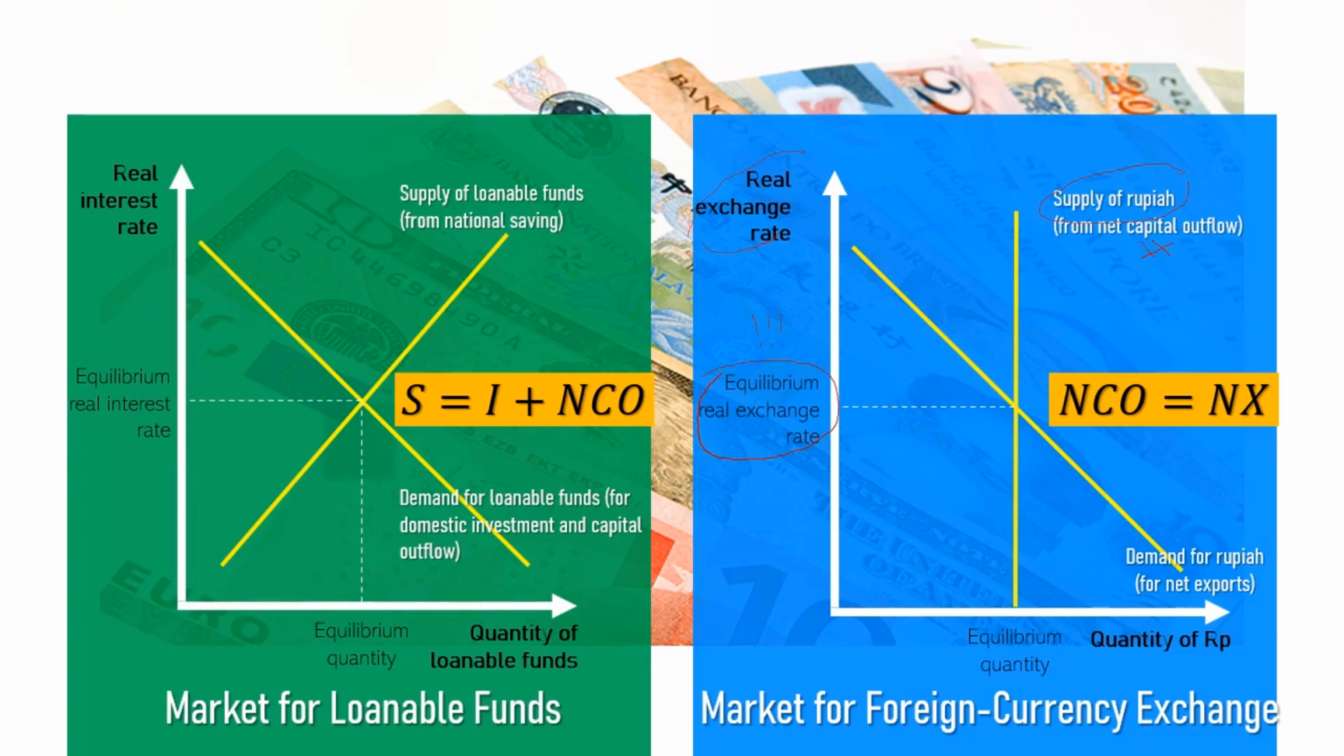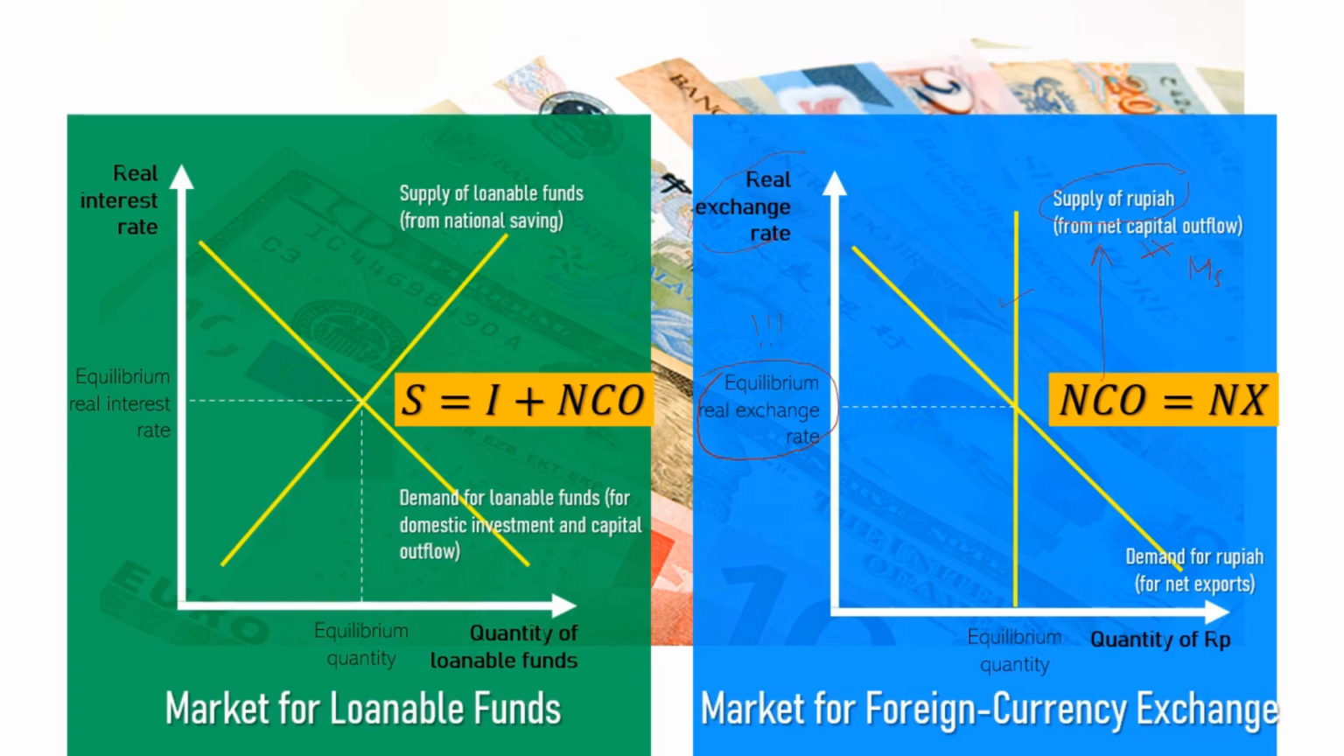It is the excess of national saving that flies abroad in the form of net capital outflow. From the discussion earlier, we know that NCO, or net capital outflow, is affected by the real interest rate, not the real exchange rate. Therefore, since NCO, or the supply of rupiah, is not affected by the real exchange rate, the supply curve is vertical.